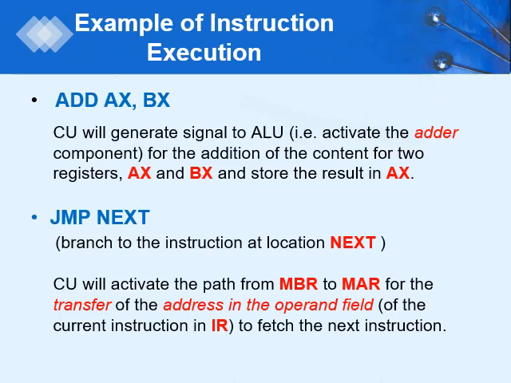These two are examples of instruction execution. So we have add AX BX. The control unit will generate a signal to the ALU because it needs to do addition. We also have jump next. So the CU will have to transfer the address to fetch the next instruction because we have the jump instruction.